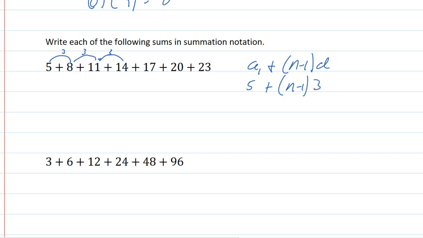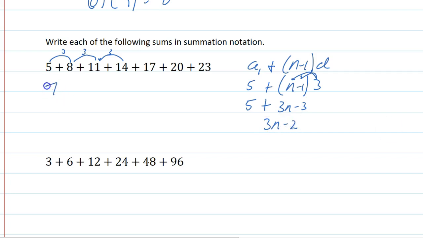Now for these problems, they want you to simplify. Most of the questions will even tell you, write it in simplest form. So I need to simplify this. 5 plus, I'm going to distribute the 3 through, gives me 3n minus 3. 5 take away 3 is 2. It gives me 3n minus 2.